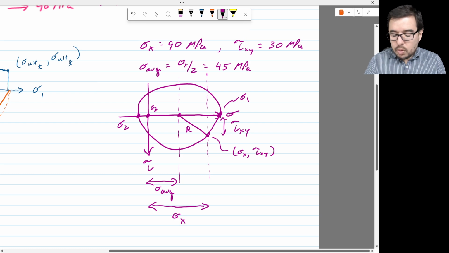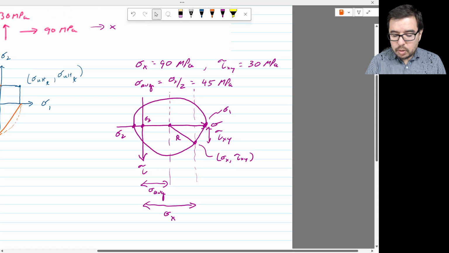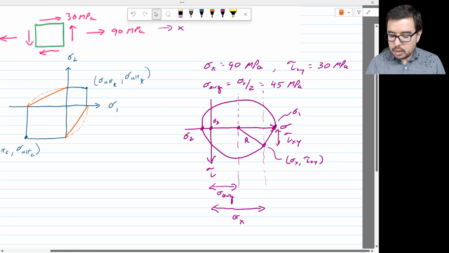So that's all nice and good. We need to get sigma 1 and sigma 2, so then we can plot them on the Mohr circle. And we can already see that sigma 1 is going to be positive, sigma 2 is going to be negative, and so that puts us in quadrant 4. So we're going to be in this quadrant once we figure out what those values are. So how do we figure out what those values are?